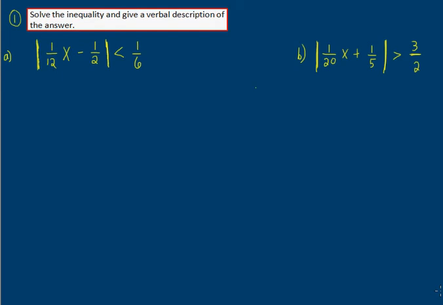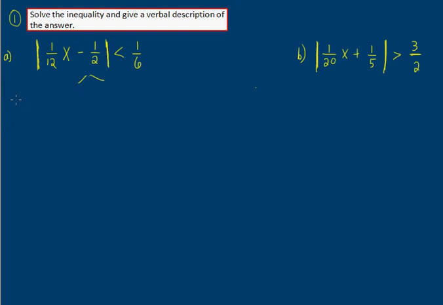Here I'm asked to solve the inequality and give a verbal description of the answer. Okay, question A. The absolute value of 1/12 x minus 1/2 is less than 1/6. The first thing I notice is that the absolute value is already isolated. There's nothing multiplied by the absolute value or being added or subtracted to it. So I can set up my two inequalities.